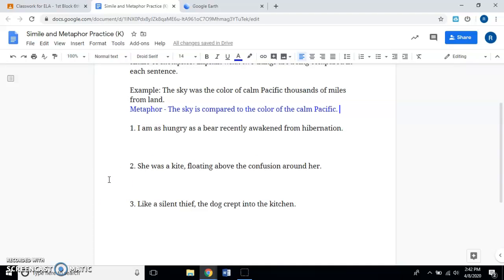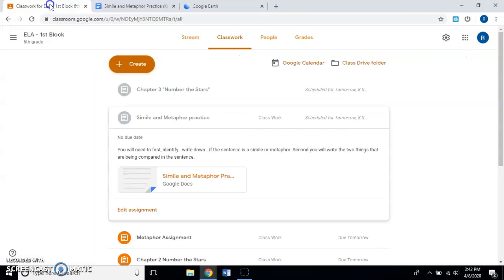We'll go over the answers on Tuesday, see how you did. So that is our figurative language practice for today.